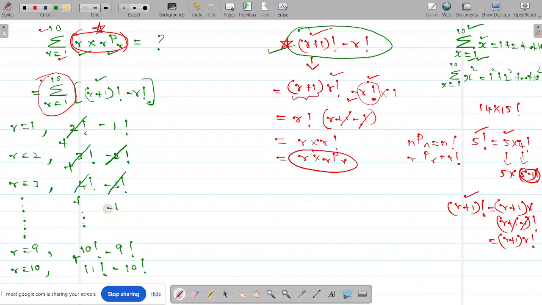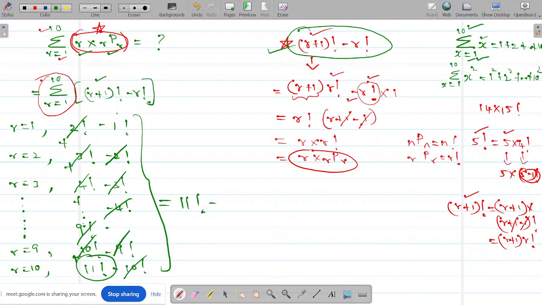Obviously, 4 factorial will get cancelled. Then, minus 10 factorial plus 10 factorial gets cancelled. Here is minus 9 factorial; the term below will have 9 factorial minus 8 factorial, so this and this will get cancelled. Ultimately, if you add all these, I will get 11 factorial minus 1 factorial left out. So summation R is equal to 1 to 10, R into RPR is nothing but 11 factorial minus 1 factorial, or you can write it as 11P11 minus 1P1.